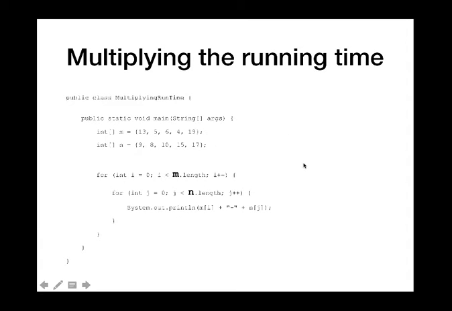Another example here is that we can multiply the running time. I brought here the same arrays, but this time what I'm doing is I want to print all pairs. So 13.9, 13.8, 13.10, and so on. 5.9, 5.8, 5.10, and so on. That's why I have these two nested for loops here, because for every element in m, I go over n times to print the pairs.